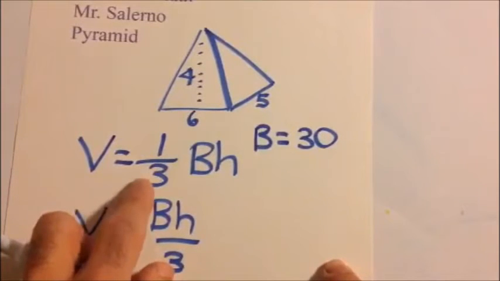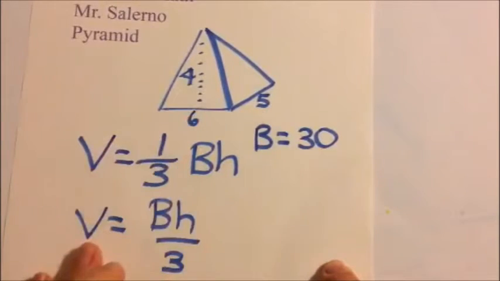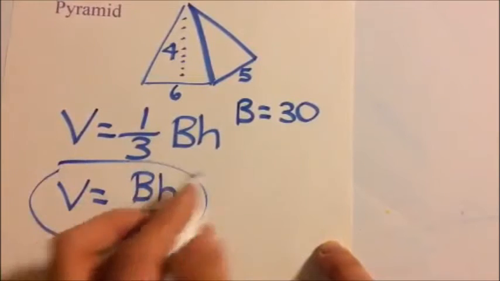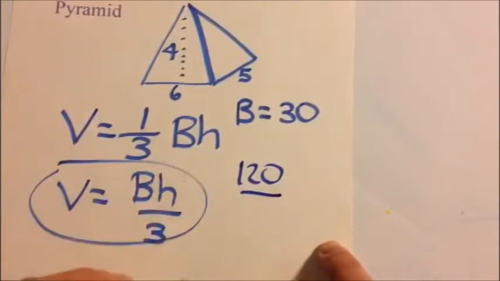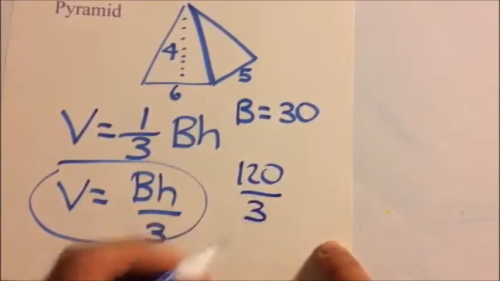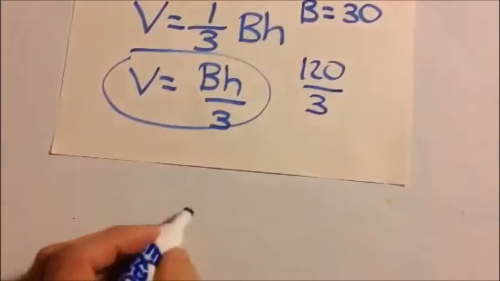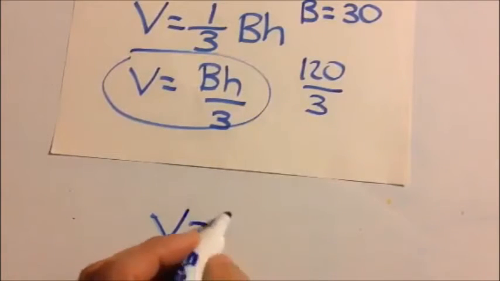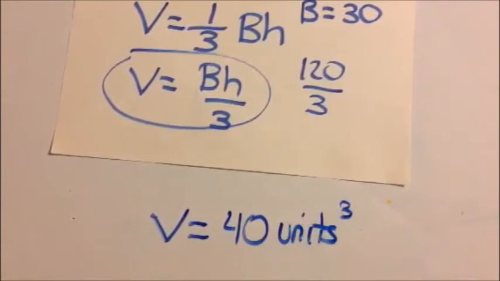So now we're going to say 1/3 base times height. We already know that the base is 30, the height is 4. So whatever formula you used, if we use this one, we can say 30 times 4, which is 120. And again, we have that 3 there. We have to divide it by 3. Okay, so it gives us our answer here. We'll write it over here. The volume is 120 divided by 3, which will give us 40 units cubed. Very important to put the cubed when we're dealing with volume.